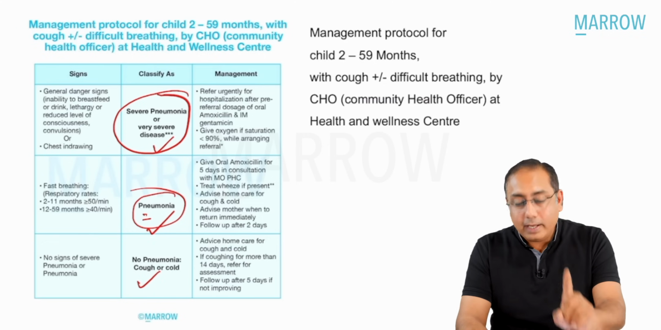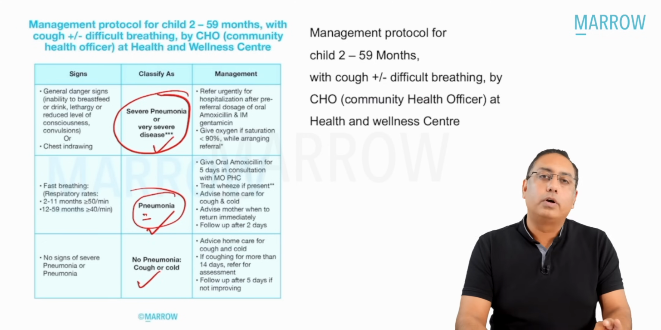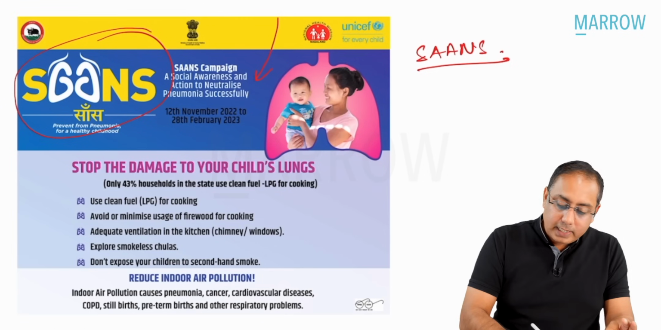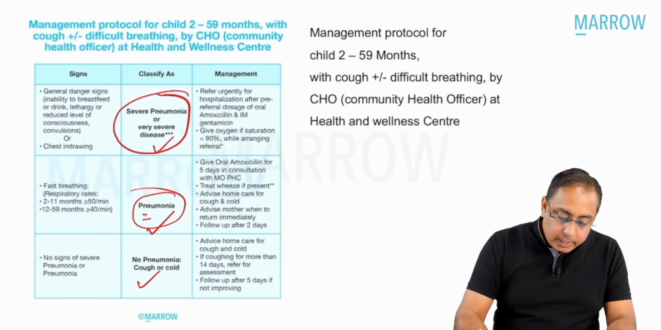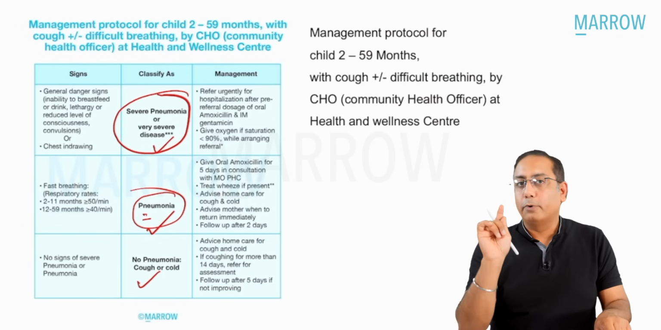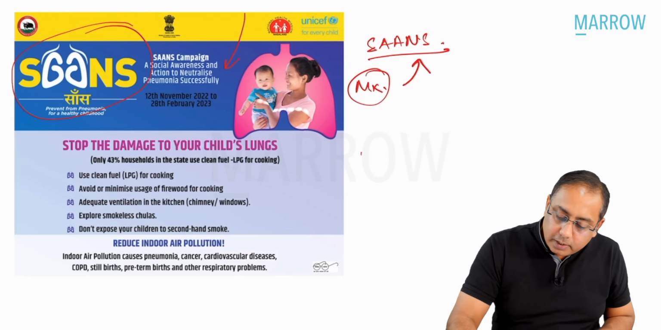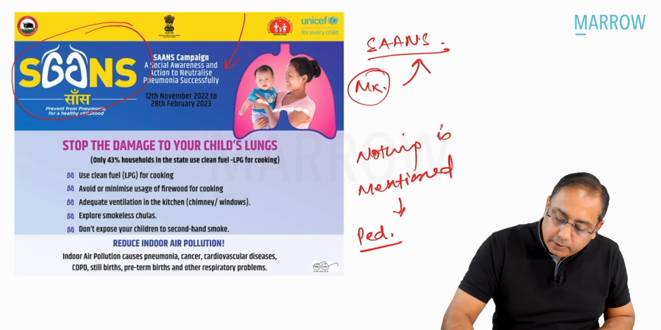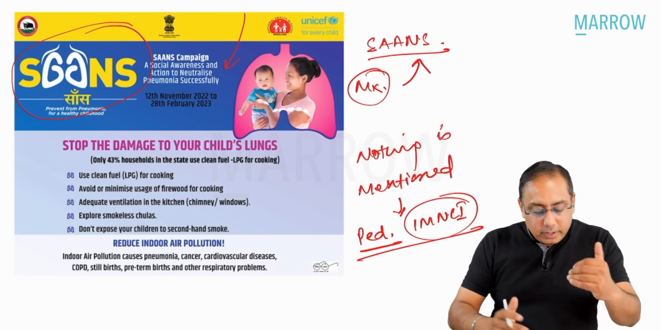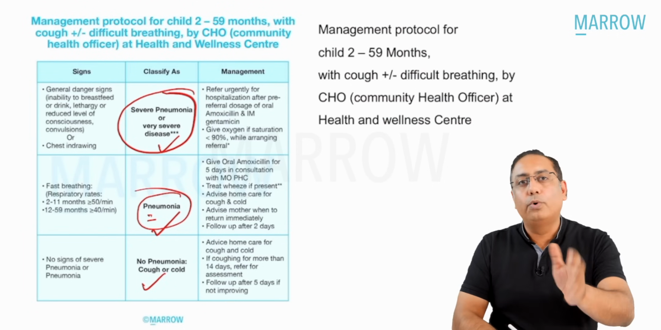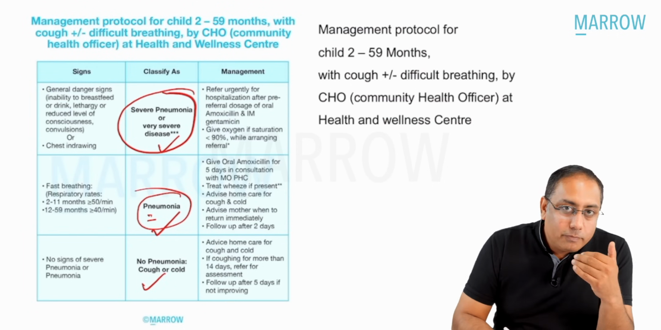Again I am repeating, I don't want to generate a controversy, but if the MCQ says as per the SANS protocol, then you have to put chest indrawing into severe pneumonia. But if nothing is mentioned in your exam, then you have to follow the pediatric guideline, the IMNCI guideline, where chest indrawing is now put under pneumonia. So in pneumonia, what is the treatment we give? We give oral amoxicillin. Okay. So I hope I'm very clear over here.